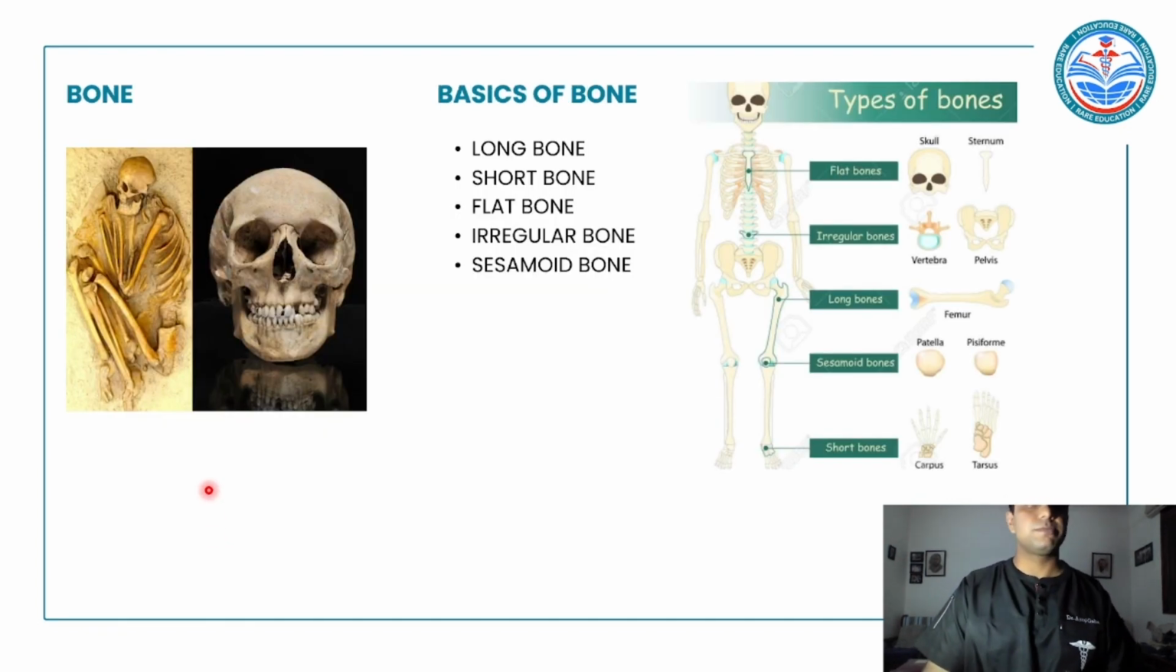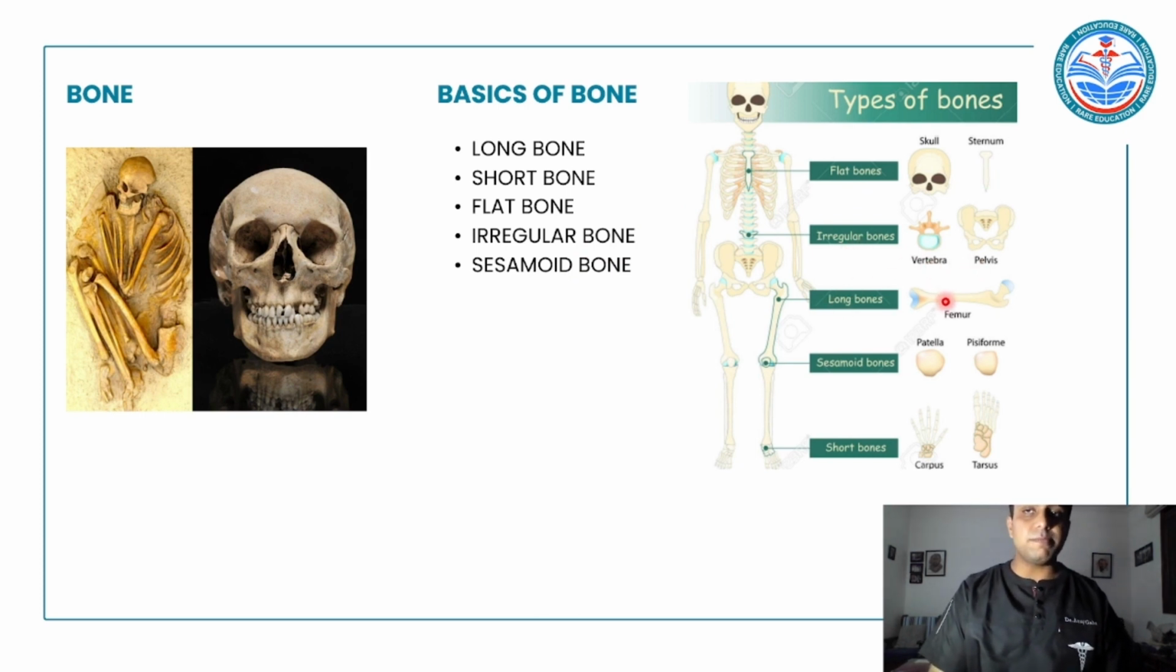Now, bones. Very beautiful topic. So bones basically can be of different types, like long bone, short bone, flat bone, irregular, and sesamoid bone, depending on the type. So you have to remember different examples because they can also be asked. So flat bone, the basic example is skull and sternum. For irregular bone, remember vertebra and pelvis.